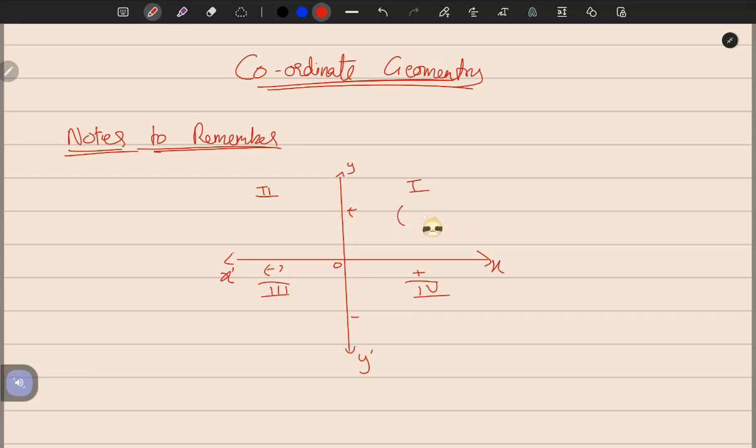First quadrant will always be plus comma plus, and third quadrant will be minus comma plus. No, minus and minus, because x axis also minus, x dash also minus, y dash also minus. But if you see second quadrant, first we want to focus on x. So x coordinate will be minus and then y coordinate will be plus. Same like that, for fourth quadrant, x will be plus and y will be minus.